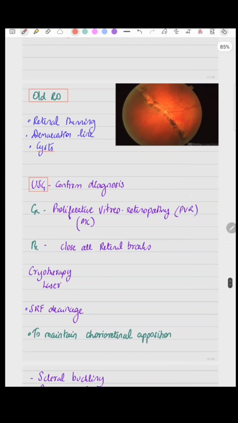Complications include proliferative vitreoretinopathy. This is the most common complication. Others include cataract, complicated cataract, and later on it can lead to phthisis bulbi.